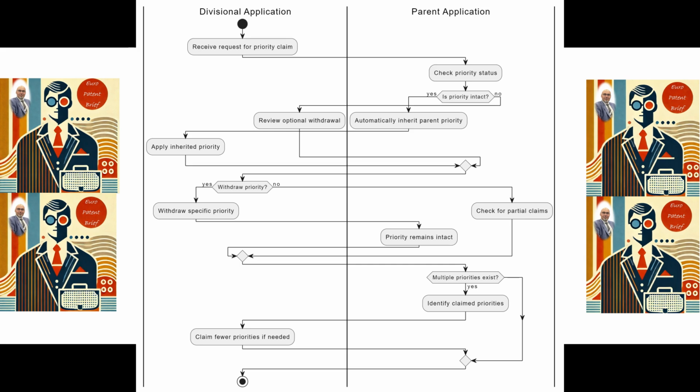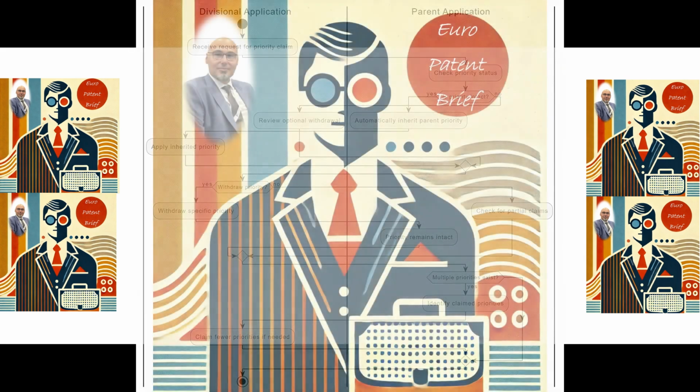If the parent application claims multiple priorities, you may choose to claim fewer priorities for the divisional. But you must make this clear, with an unambiguous withdrawal of the priorities you don't want. Recap and reflection. Today, we covered the key concepts of European divisional applications. We explored the importance of pendency and the conditions for filing a divisional. Take a moment to reflect on what we've discussed. Can you remember how the divisional inherits the priority rights from the parent application?